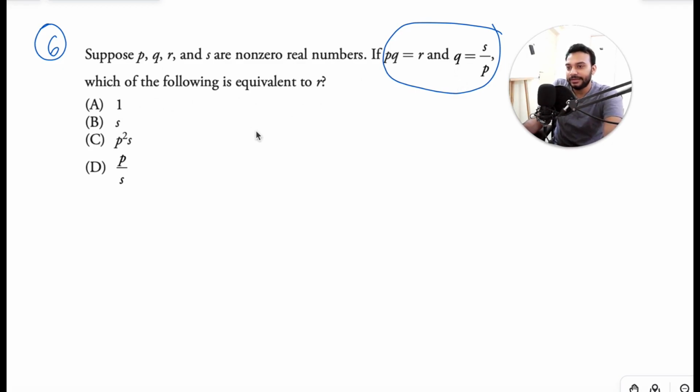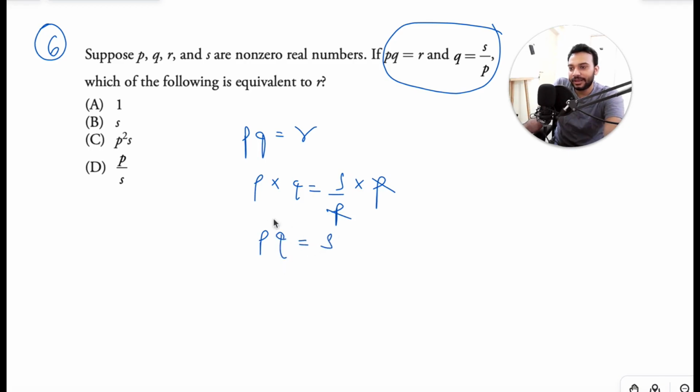Okay, let's see. Let's do certain manipulations on our own, then we'll head to the options. Q is equal to S over P. If I multiply both sides by P, the P cancels here, PQ is equal to S and PQ is also equal to R. Simple. It's directly R is equal to S.